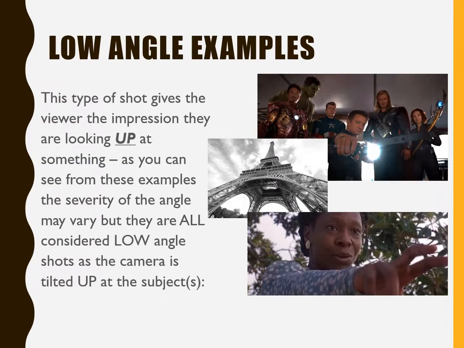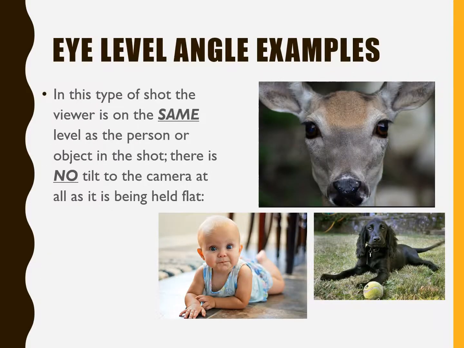So let's look at some examples, right? So a low angle is the type of shot that gives the viewer the impression they are looking up at something. So you can see from these examples, the severity of the angle may vary, but they're all considered low angle shots as the camera is physically tilted up at the subject, right? I'm tilted up at the Avengers. I'm tilted up at the Eiffel Tower, at Whoopi Goldberg in The Color Purple, right? Those are all low angle shots.